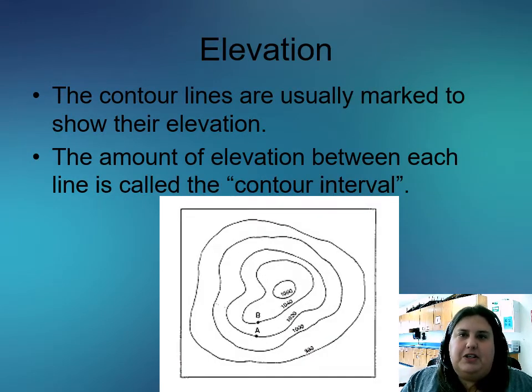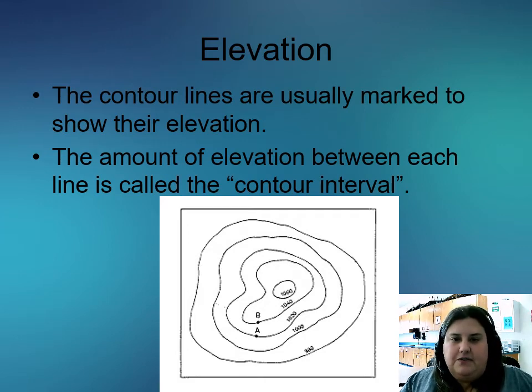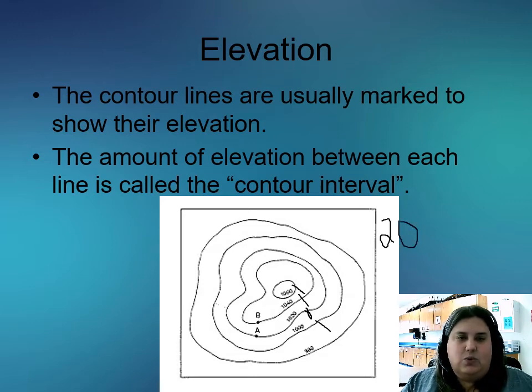Contour lines are usually marked to show their elevation, and the amount of elevation between each line is called the contour interval. So when we look at topographic maps, we want to calculate the contour interval. Usually this interval is going to be given to us, but if it's not, we can just calculate it by seeing what the lines are counting by. So if I look at this particular topographic map that I have here, I've got 980, 1000, 1020, 1040, 1060. So I can see that I'm counting by 20, so my contour interval here is going to be 20.